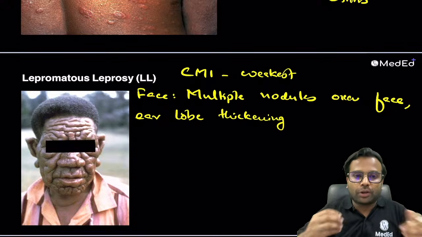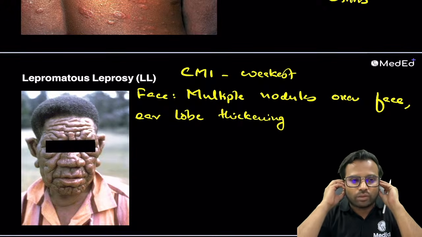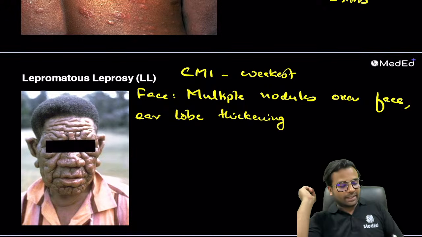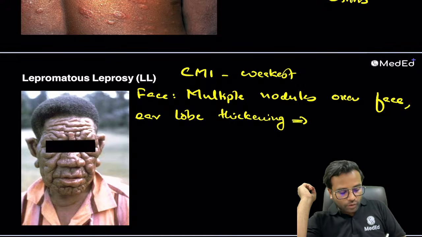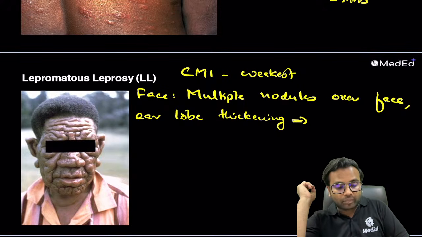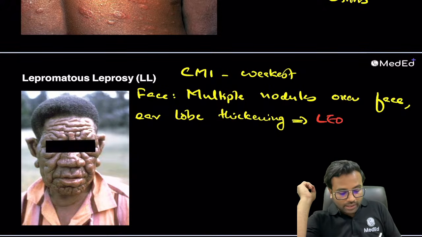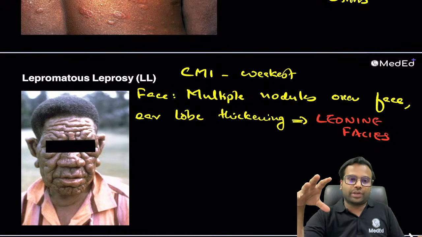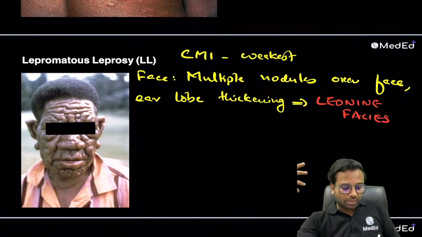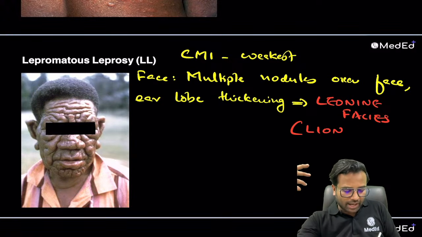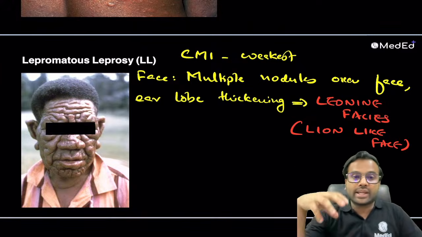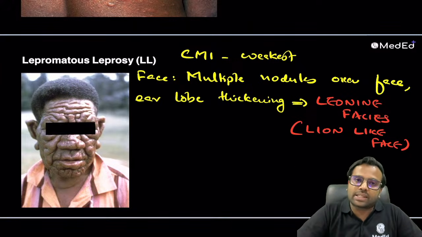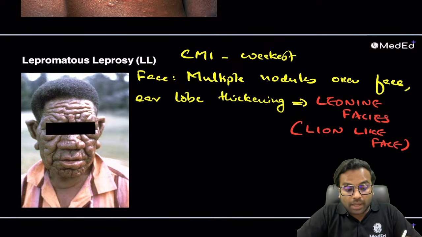So these multiple nodules in the face, a thickening of the ear lobe, and all these things together, we call it by a special name. And what is this name? This is called as leonine facies. So leonine facies का मतलब यही है, it looks like a lion-like face. So there is a lion-like face in this case. So that is about lepromatous type of leprosy.